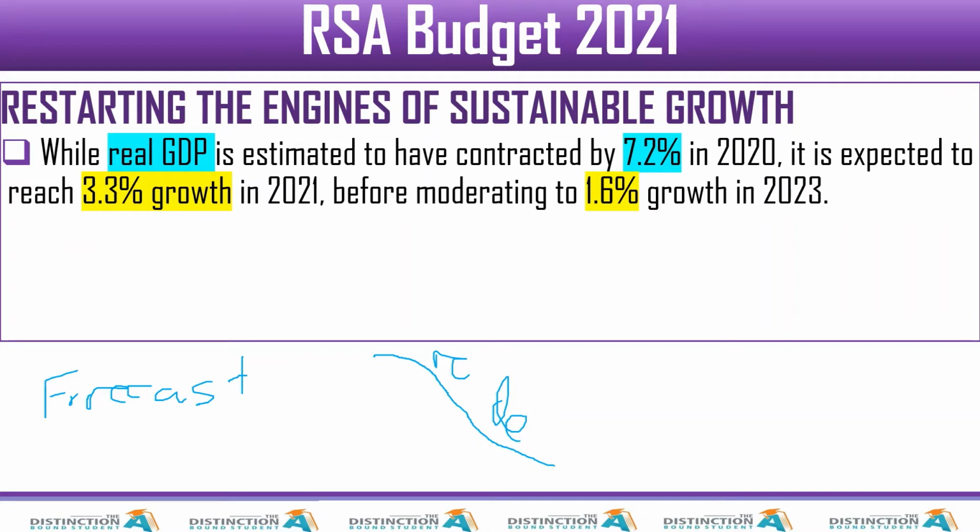Okay, so reach 3.3% in 2021. Like I'm saying, it's forecast, right, before moderating to 1.6% growth in 2023. So this whole thing is forecasting.